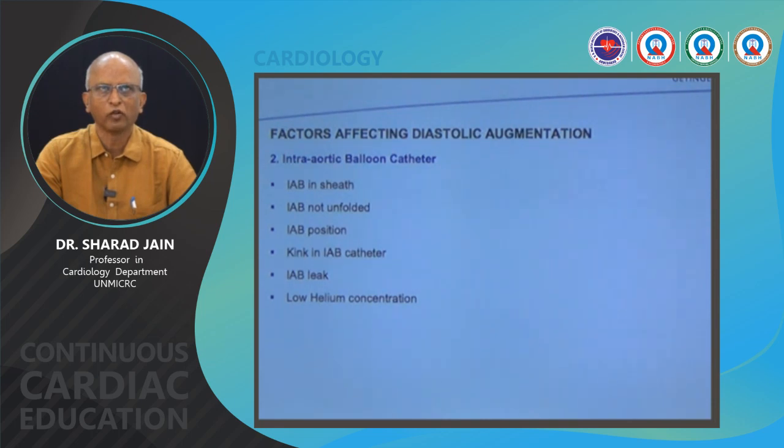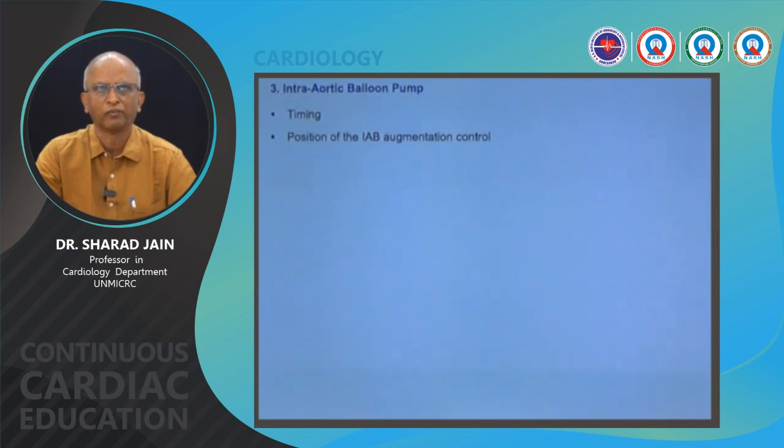Then the intra-aortic balloon catheter IABP in a sheath will give less augmentation as compared to the sheathless IABP. Then if the IABP is not unfolded, it won't be able to give the diastolic augmentation. And of course the IABP position, as I already said, and a kink in the IABP will not be able to give the proper diastolic augmentation, nor will an IABP leak. Then the timing, as I already said: intra-aortic balloon pump timing of inflation is very important for diastolic augmentation, as are the position of the IABP and augmentation control.